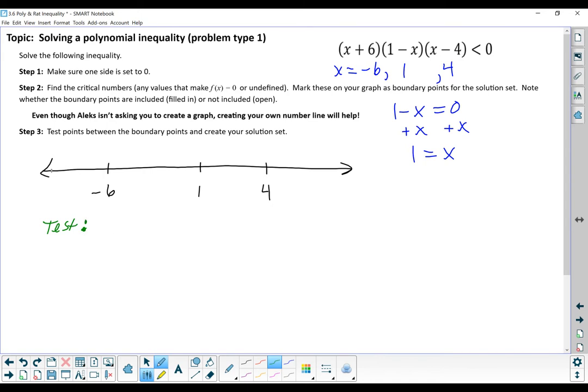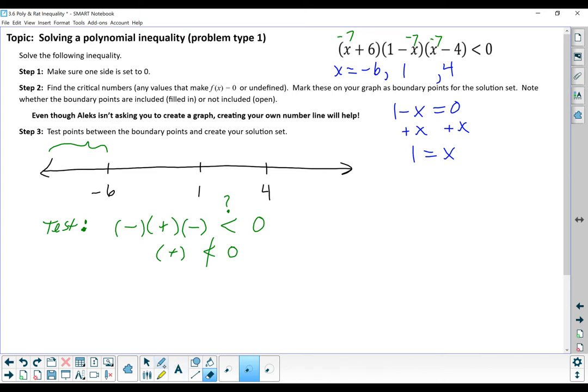So if we test this first region, we're going to test right here. Maybe we think about the number -7. If I sub in a -7 into my function, that first factor is a negative number. Subbing in a -7 here gives me a positive number, and subbing in a -7 here gives me a negative number. And our question is, is that less than 0? A negative times a positive times a negative is a positive number, so it is not less than 0. So we would not shade that region.